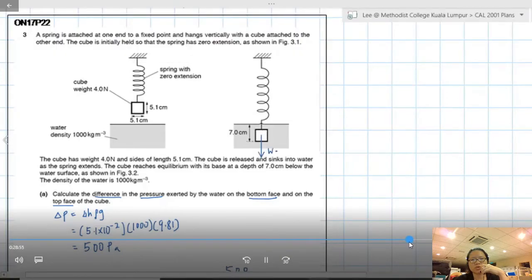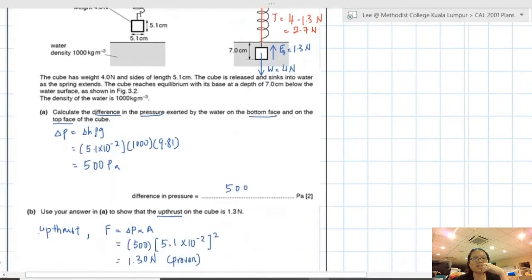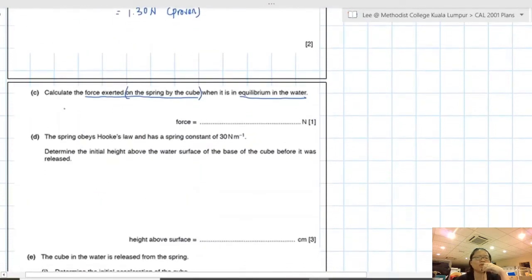And we are going to draw the weight, okay? So you can see there's a 4 Newton acting down. And at the same time, there's a buoyant force pushing it up by 1.3 Newton. And you will have a spring with tension T. So this tension T is actually 4 minus 1.3 Newton. Okay, it is 4 minus 1.3 because we are asking ourselves, does the tension really need 4? No need. Buoyant force helps it by 1.3. So 4 minus 1.3 is 2.7.